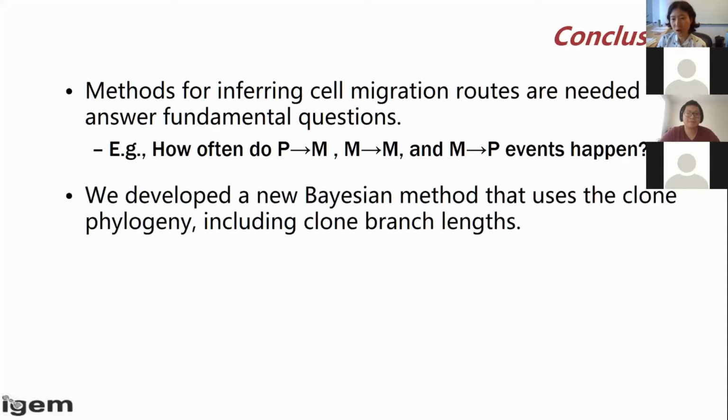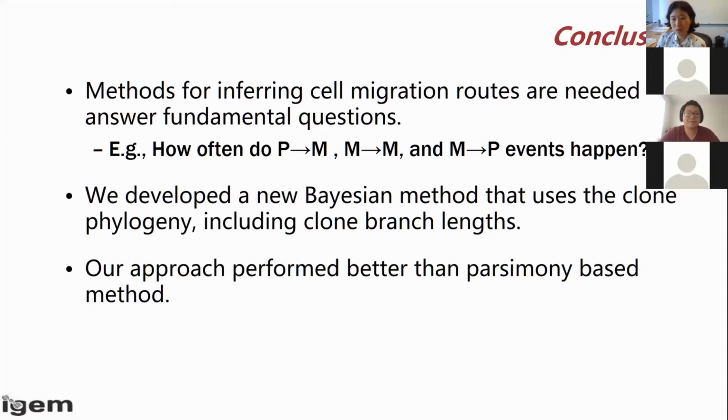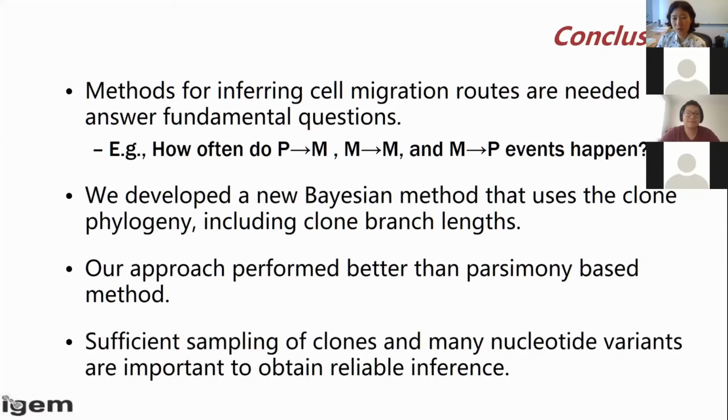We developed a new Bayesian method called Pathfinder. Pathfinder uses clone phylogeny and branch lengths. We showed that Pathfinder performed very well. We also found that it's very important to have a large number of clones and a large number of SNPs to obtain reliable inference.